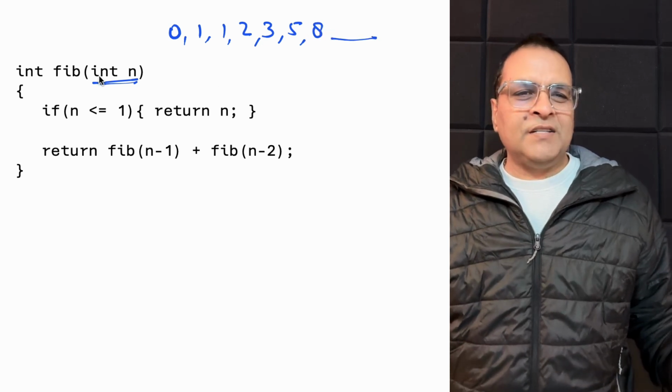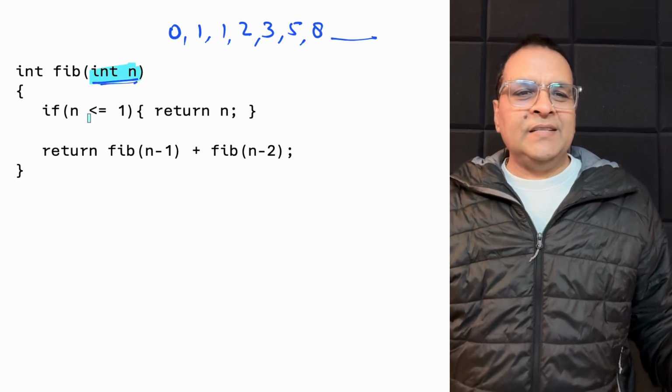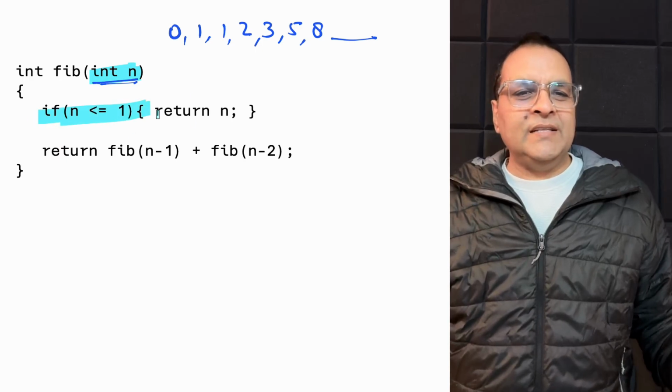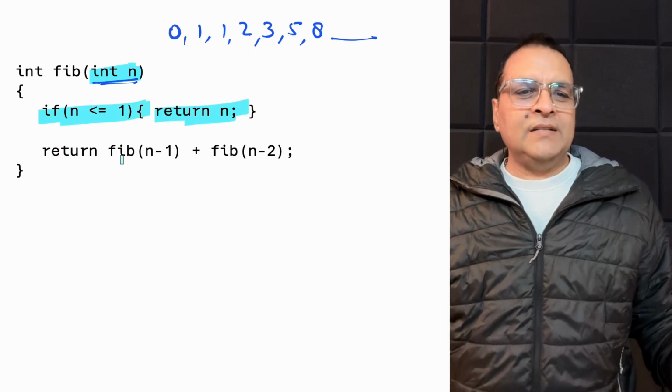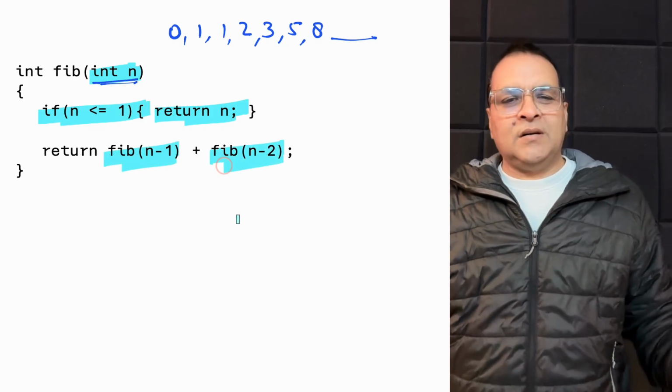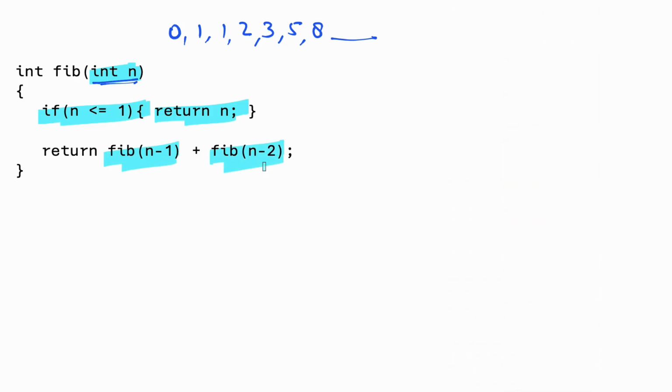So this is a simple function which receives n, and it checks if n is either the 0th term or the first term. In that case, it will return n. Otherwise, it will first find the n minus 1th term, then find the n minus 2th term, then add these two terms and return the sum. Let us see the time complexity of this function. So this is the 0th term, this is the first term, this is the second term, this is the third term, 4th term, 5th term, 6th term, and so on.